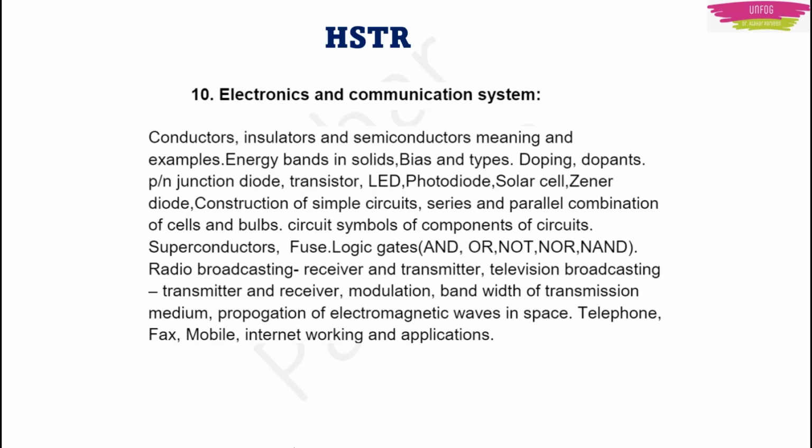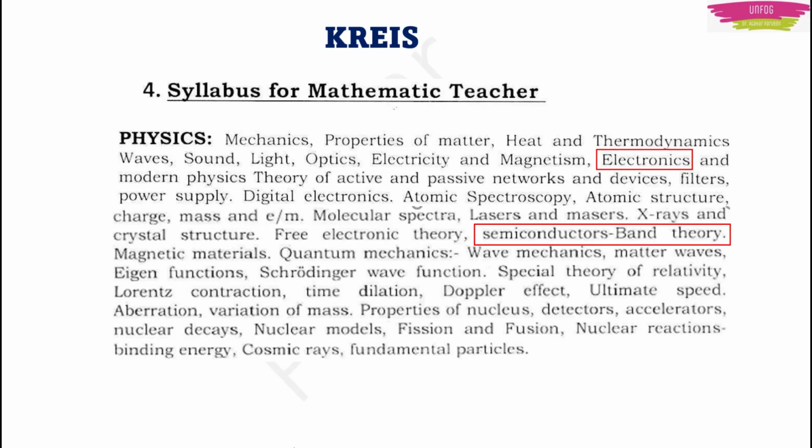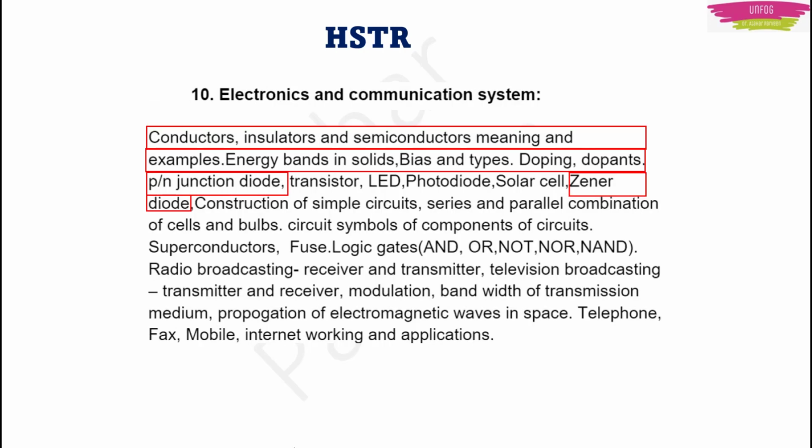In this class, I am going to start electronics and communication systems. This is the portion given in your HSTR syllabus, and for KREIS also this is the portion. They have simply given electronics, semiconductors, band theory. This all comes under electronics. In this class, I will cover so much portion. I will finish till the PN junction diode.